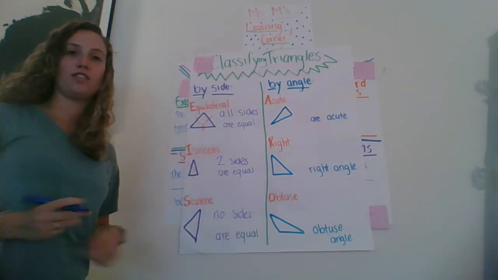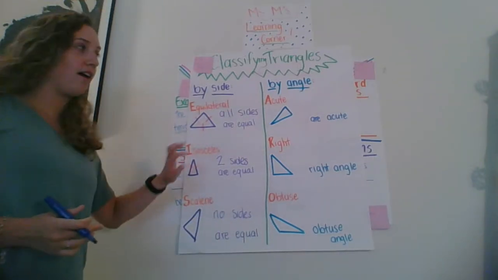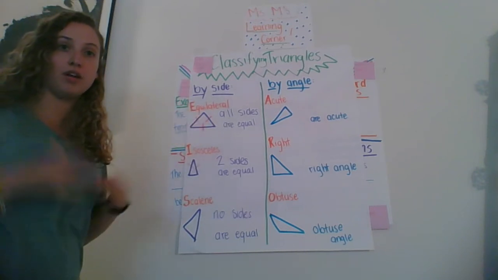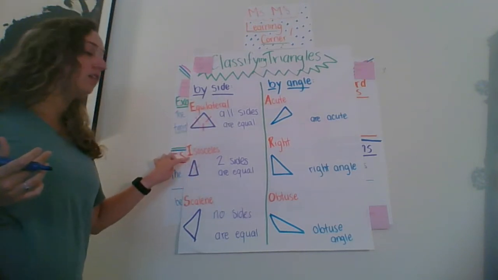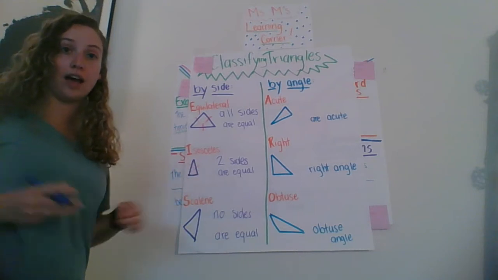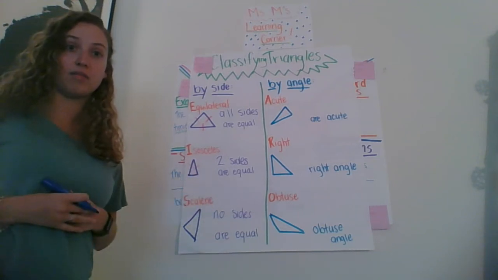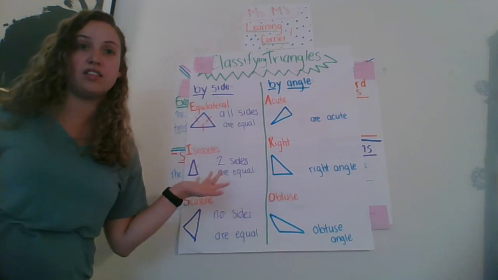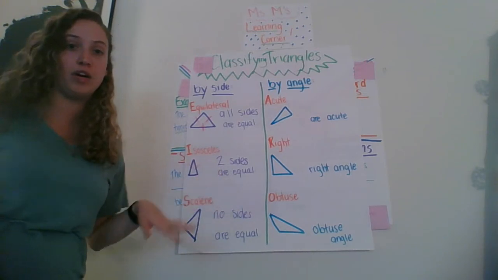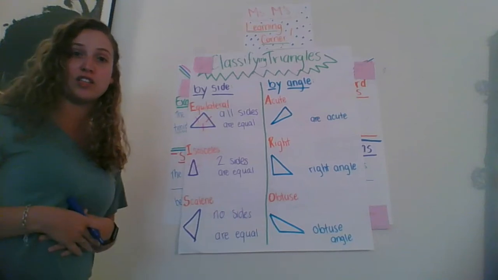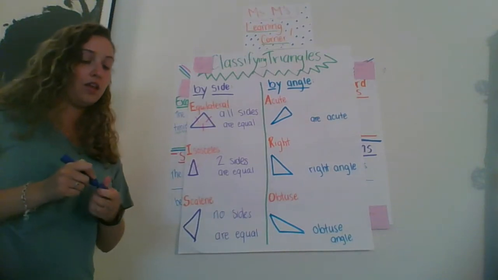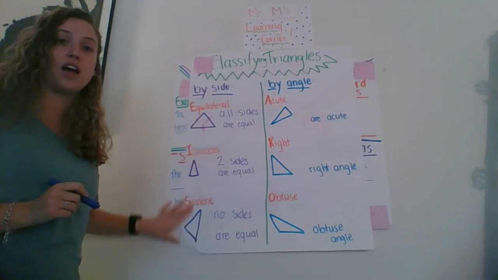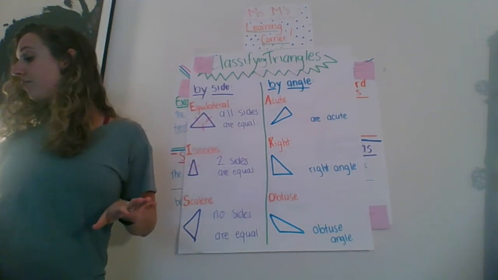no sides are equal. So we have an equilateral triangle where all three sides are the same length, they're all equal. An isosceles triangle where two sides are equal or have the same length. And a scalene triangle where no sides have the same length and none of them are equal. So notice we didn't put any of our tick marks. That is how we can classify a triangle by the sides of a triangle.